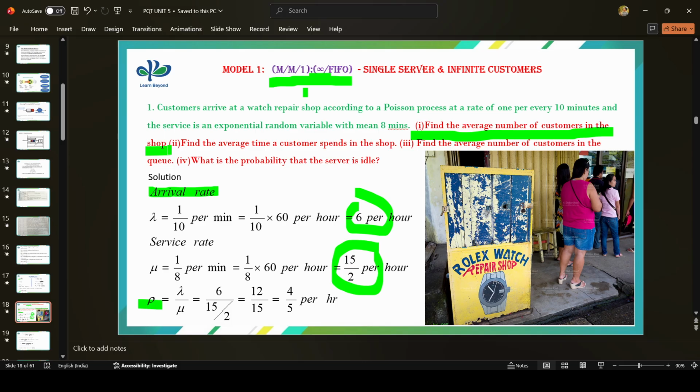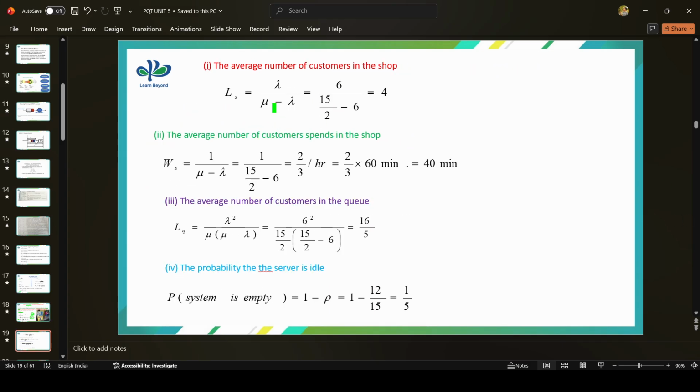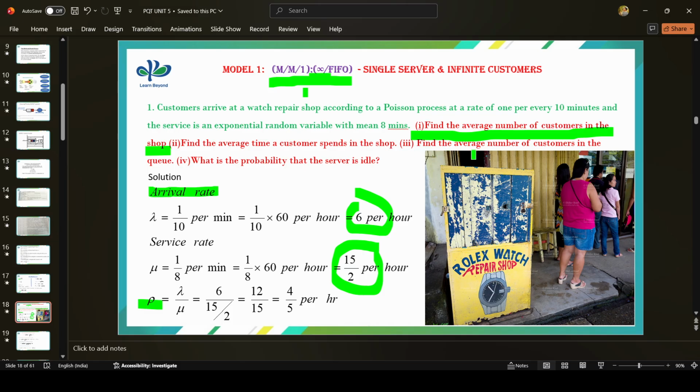Imagine in the shop there are 10 members. One is in service, another 9 are in the queue. They are asking how many customers are in the shop. That we have to calculate, and that is LS, the average number of customers in the shop. There is also a question to find the average number of customers in the queue, for that LQ.